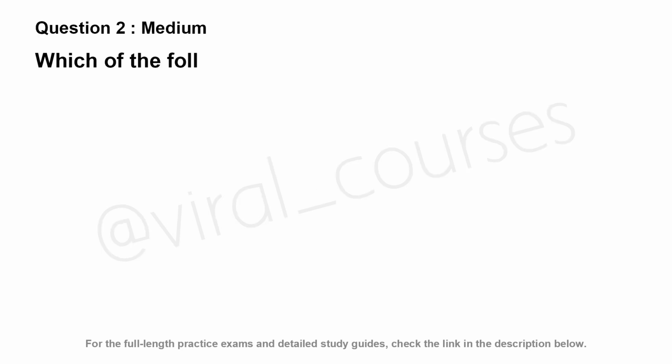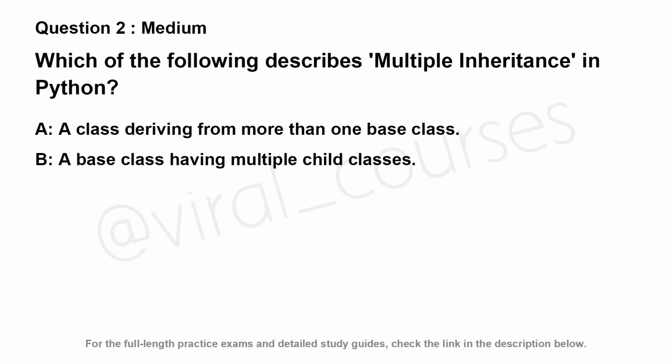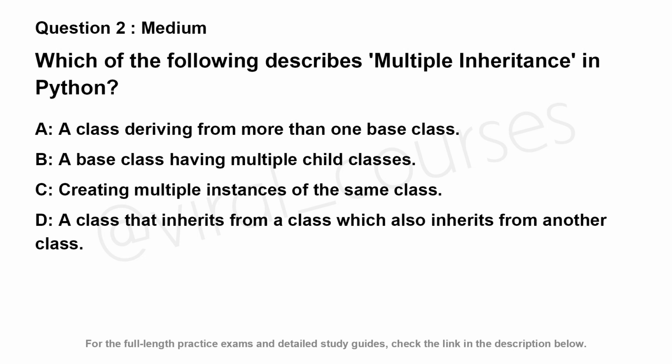Which of the following describes multiple inheritance in Python? Option A. A class deriving from more than one base class. Option B. A base class having multiple child classes. Option C. Creating multiple instances of the same class. Option D. A class that inherits from a class which also inherits from another class.